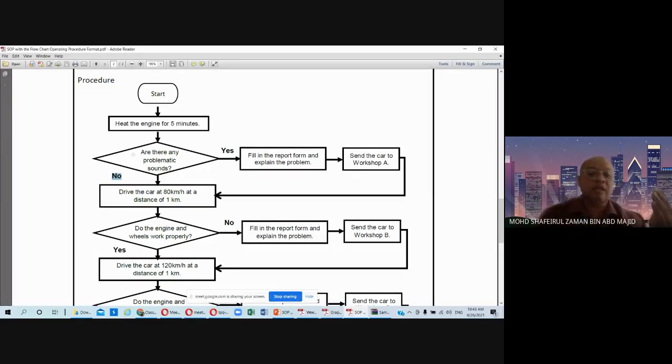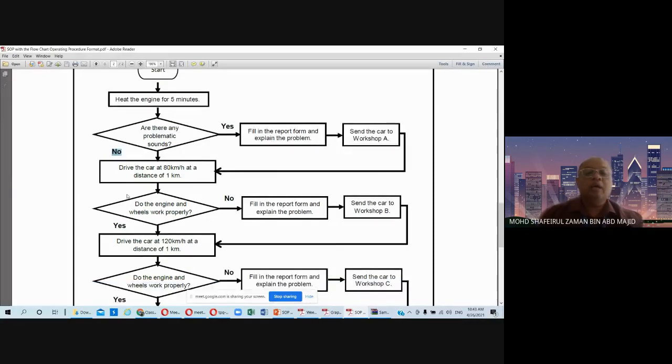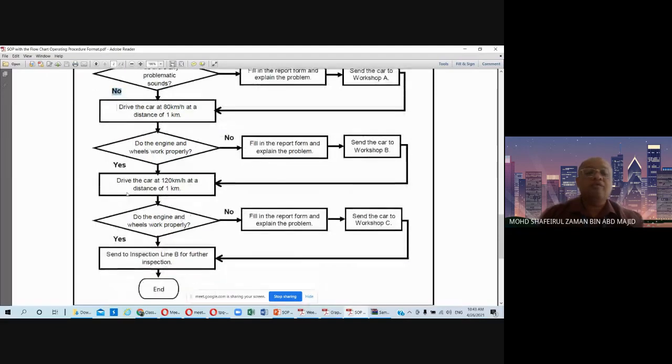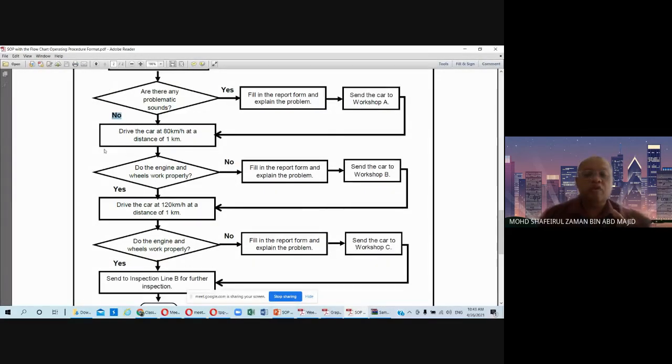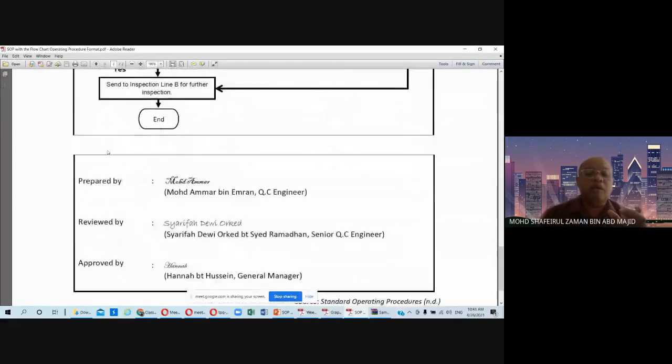If the answer is no, then you can just proceed to the next step. Sometimes, if the answer is no, the arrow will bring you back to the previous procedure. This is on a flowchart operating procedure.